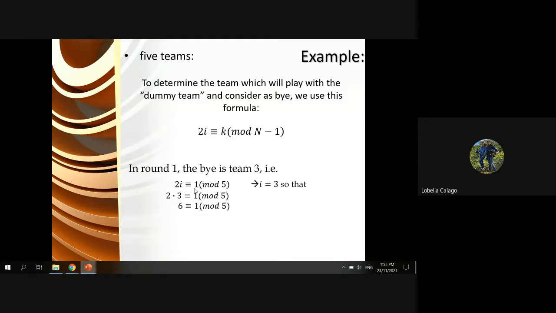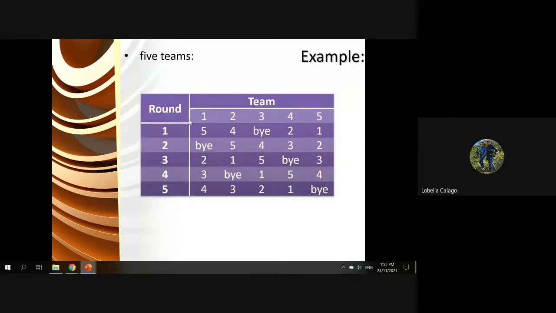So, ganun yun. If you're going to create a table, magiging ganyan siya. In round 2, ang bye is team 1. In round 4, bye po natin si team 2. In round 1, bye po natin si team 3. In round 3, bye po natin si team 4. And in round 5, bye po natin si team 5.